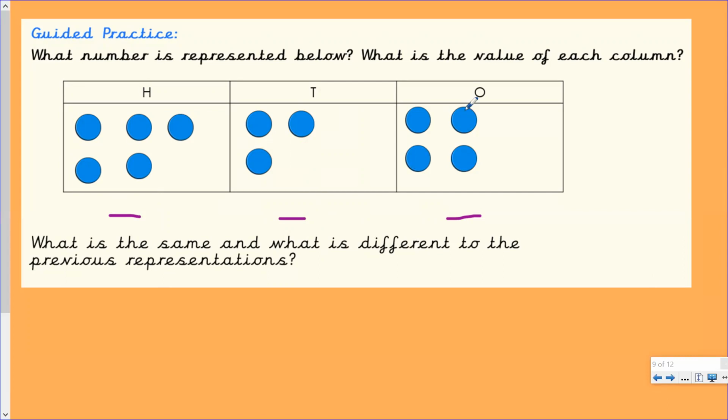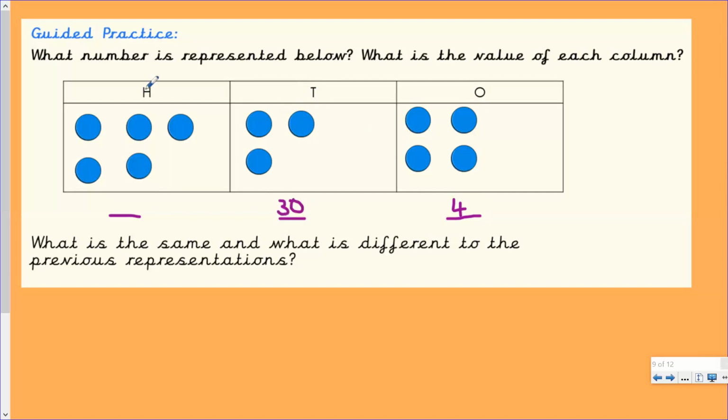Okay, so let's look at our ones columns. How many ones do we have? 1, 2, 3, 4. And 4 ones has a value of 4. How many tens do we have? 1, 2, 3. Now we need to remember that in our tens column, each counter represents tens. So let's count in tens. 10, 20, 30. There are 3 tens and the value of it is 30.